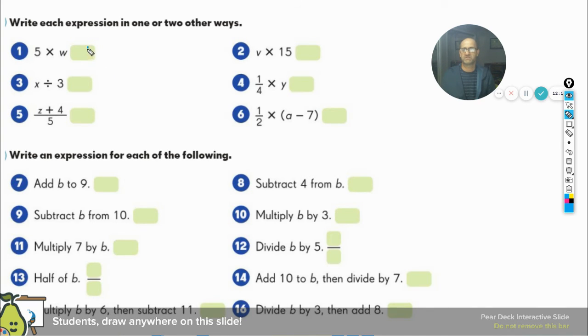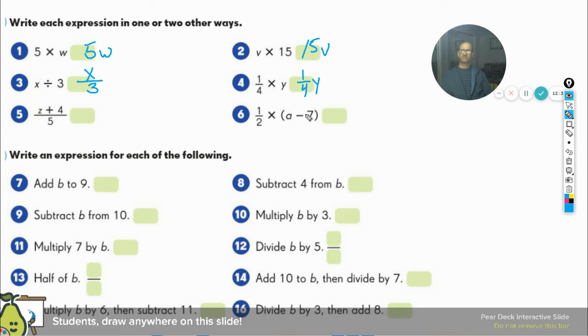5 times W gets written as 5W. V times 15, we always write the number first, so it's 15V. X divided by 3 is X divided by 3. 1/4 times Y is going to be written as 1/4 Y. All right, I'm going to leave it at that.